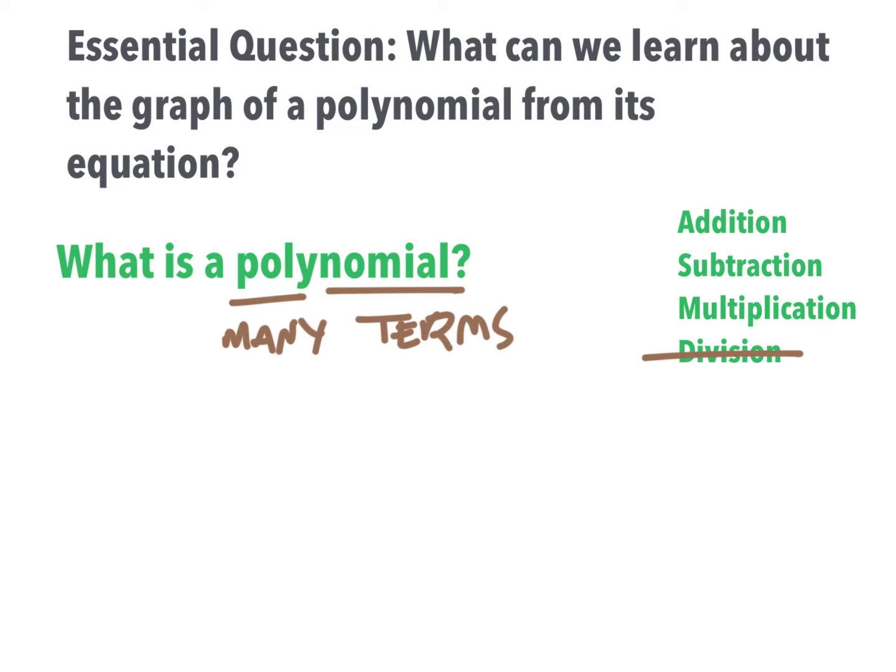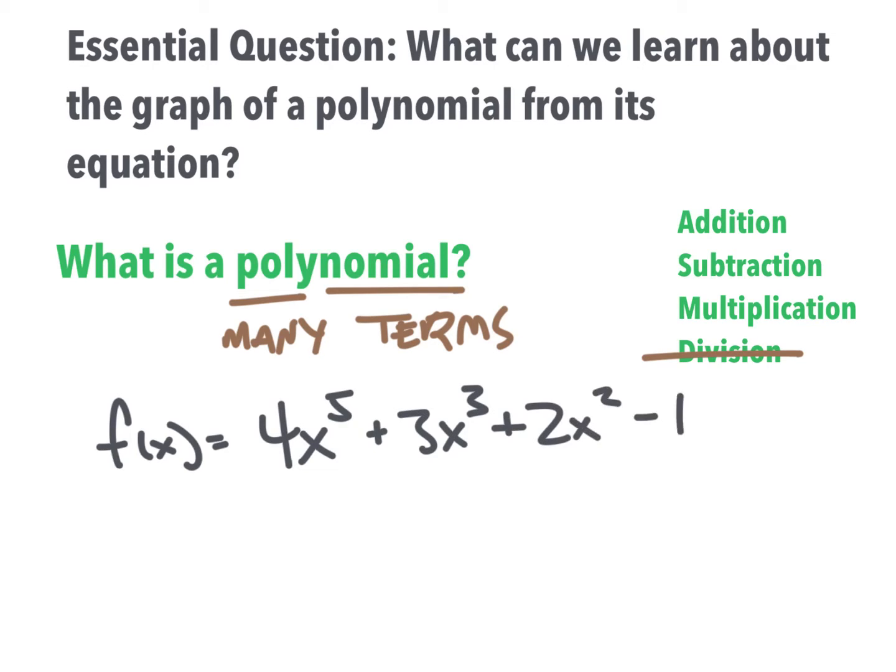So an example of a polynomial might look something like f of x is equal to 4x to the fifth plus 3x cubed plus 2x squared minus 1. Right? We have a whole bunch of terms grouped together with addition and subtraction, and we could have had some multiplication in there. But there's no division, and we can never have negative exponents.